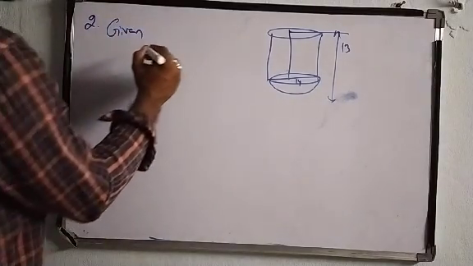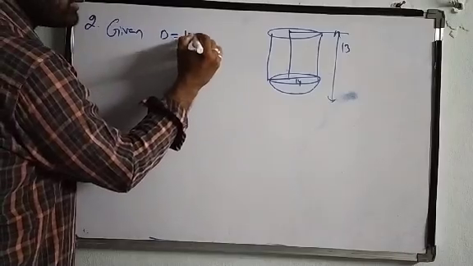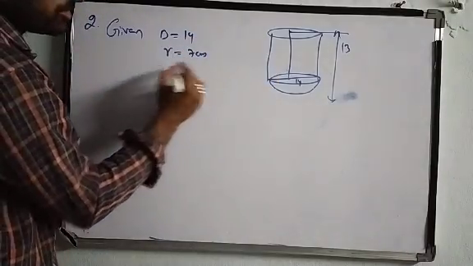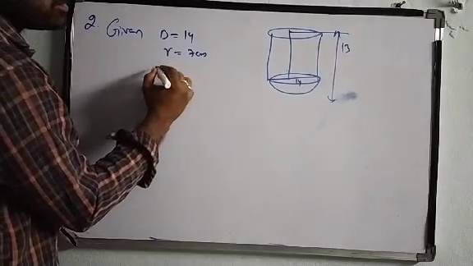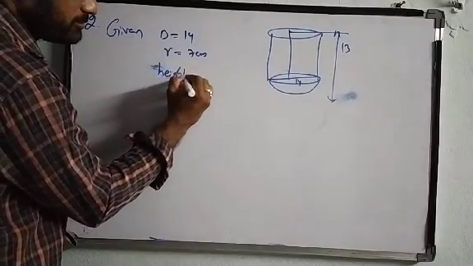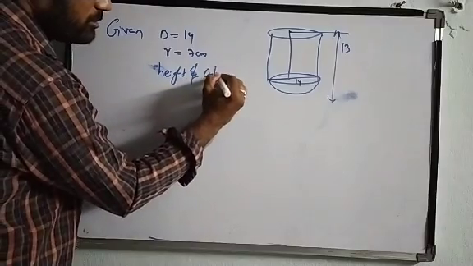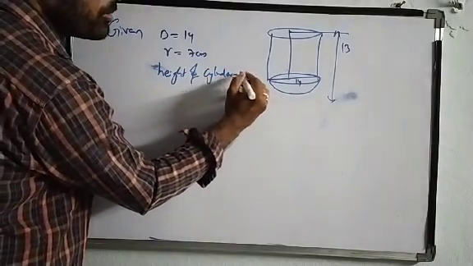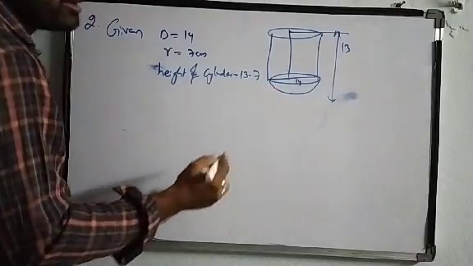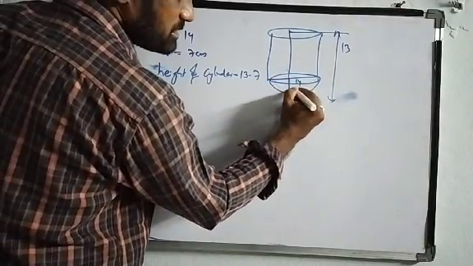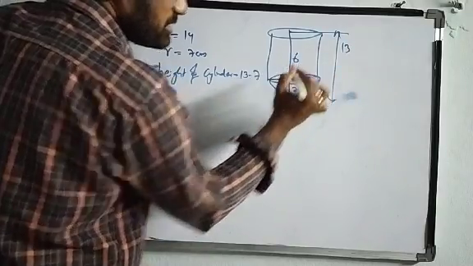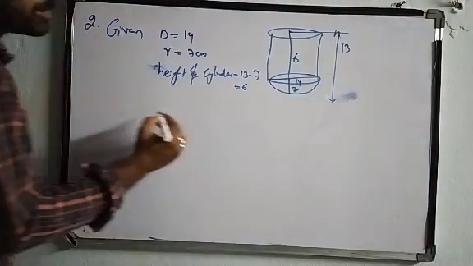So given diameter 14 centimeter, so radius will be 7 centimeter and total height is 13. So height of cylinder is equal to 13 minus 7. Why? Because from here to here it will be 7 centimeter. So total is 13. So 13 minus 7 it will be 6, which is 6 centimeter.